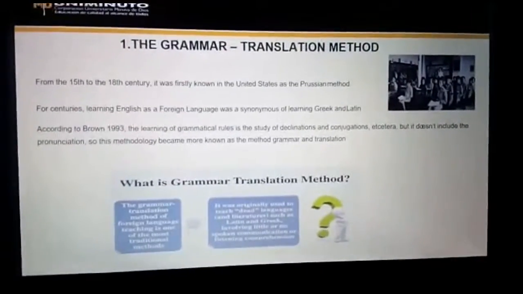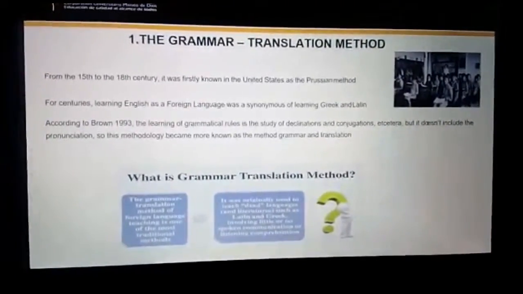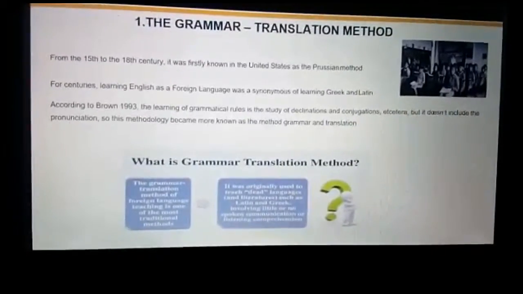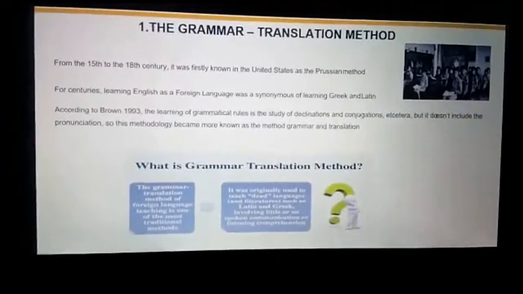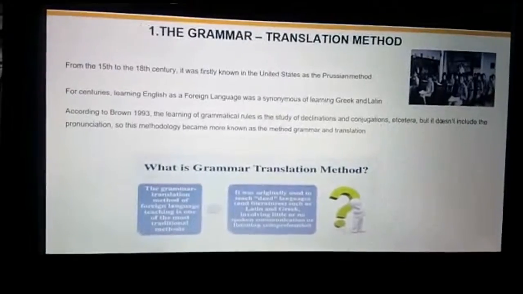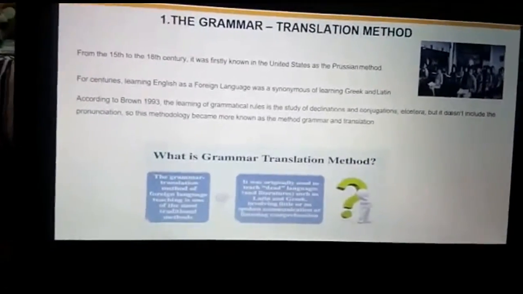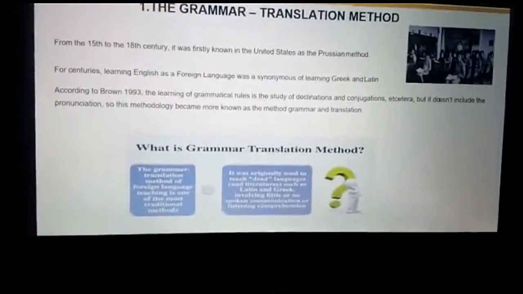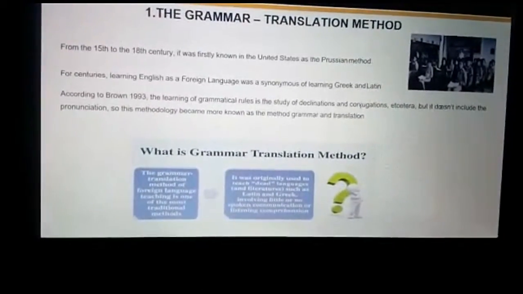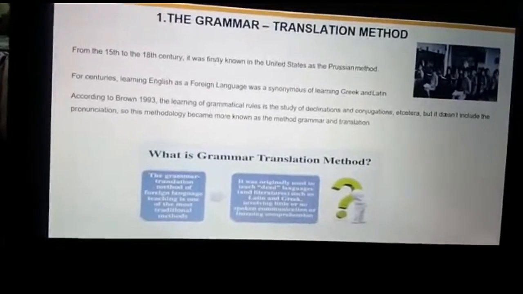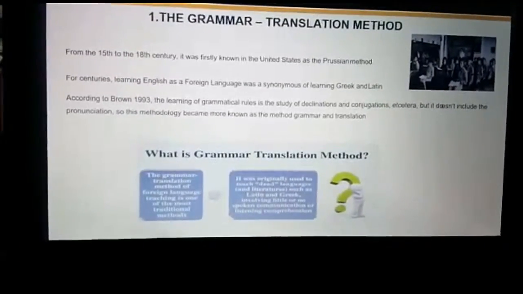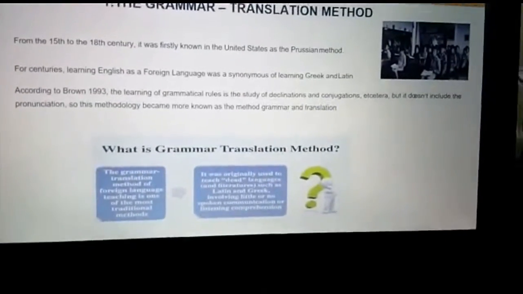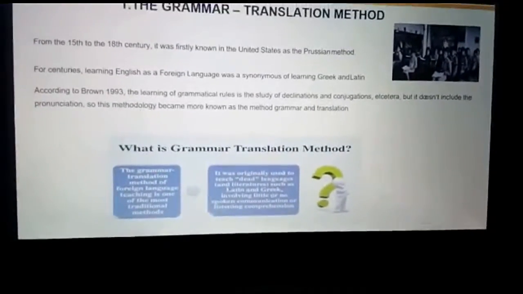Point one, the grammar translation method. From the 15th to the 18th century, it was first known in the United States as the Prussian method. Learning English as a foreign language was synonymous with learning Greek and Latin.